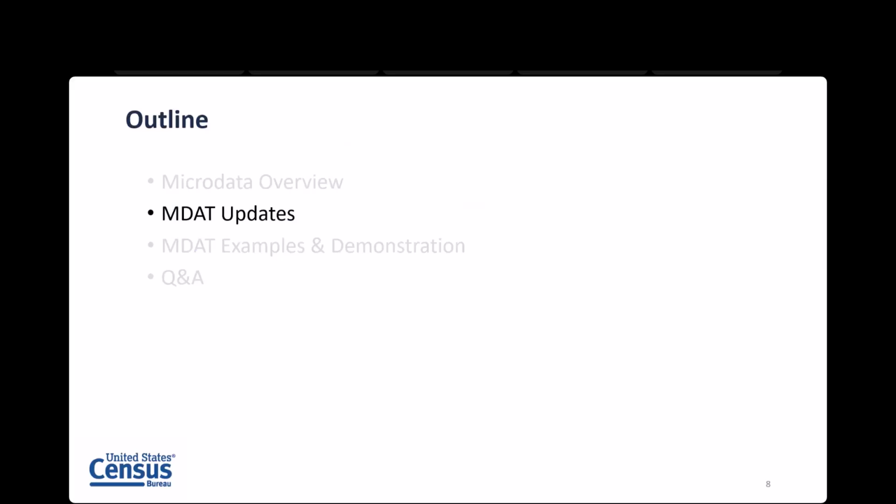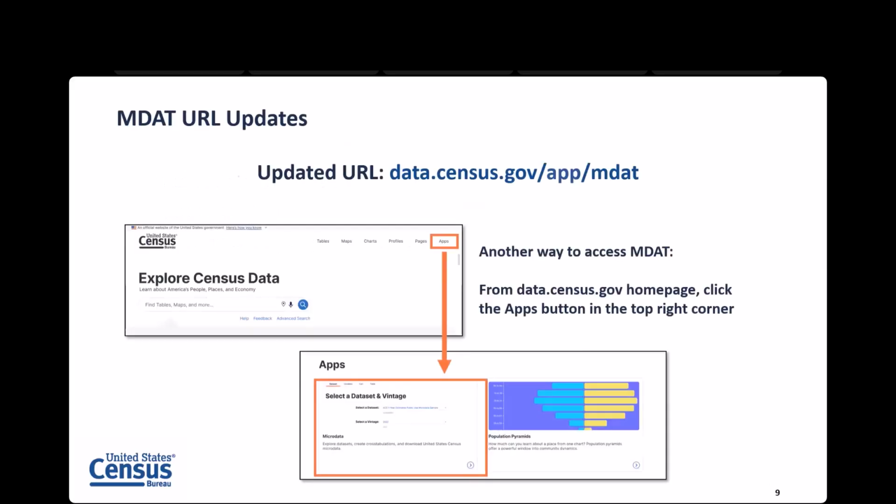So with that brief overview of microdata, let's get into what some of the updates look like with this refreshed MDAT release. The first thing that you'll probably notice when you get over to MDAT is actually the URL has changed. So the previous URL was just data.census.gov/MDAT, and the updated URL, the only change here is we added an app in front of MDAT.